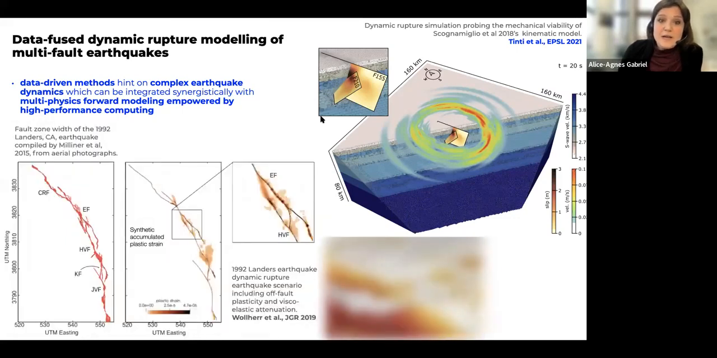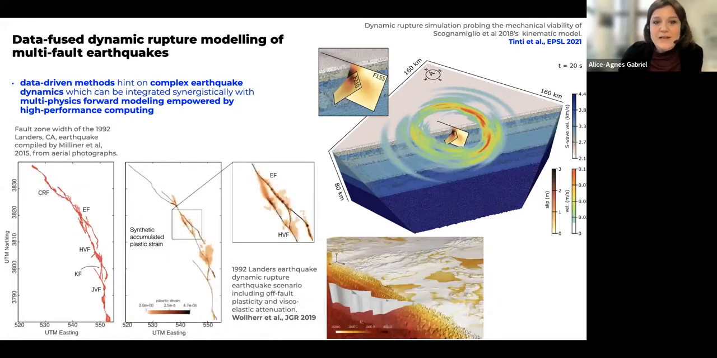And we can also use data that is maybe not as obvious as strong ground motion seismograms. For example, fault zone width that can be compiled from aerial photographs. So here's an example of the fault zone width of the 1992 Landers earthquake. And we are using that observation to constrain a dynamic rupture earthquake simulation of the 1992 Landers earthquake, where we also not only model the slip on the fault, but also off-fault plastic deformation of the host rock. And we can map the plastic strain, nicely resembling accumulation of deformation around geometric fault complexity.